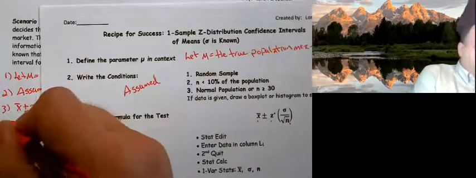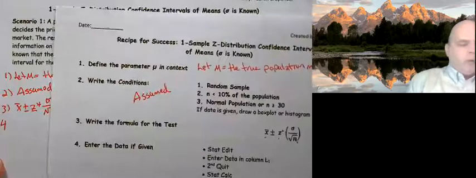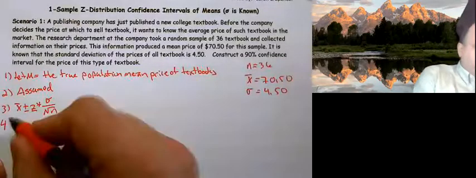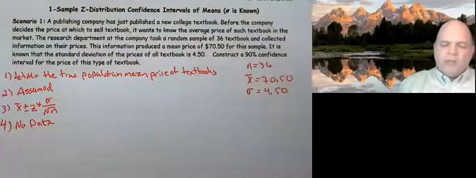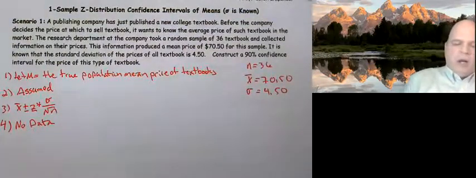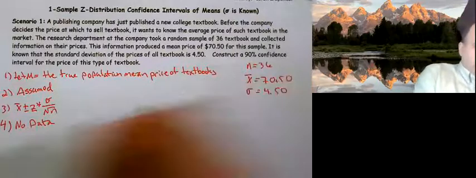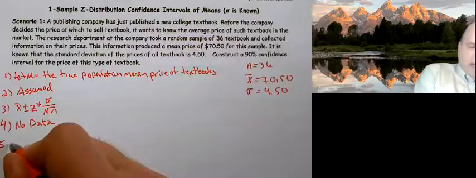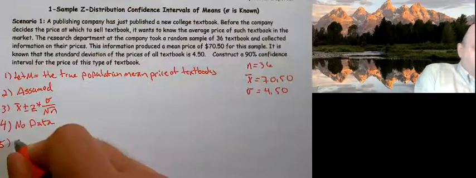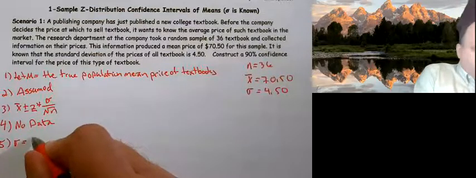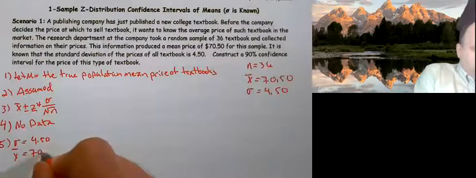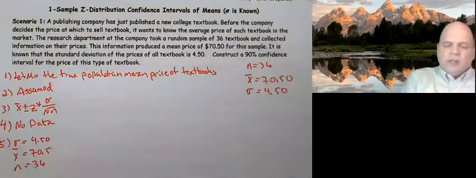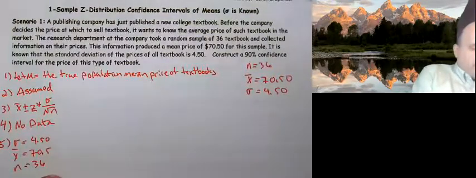Enter data if given. Hey, no data. That's good. So we don't have to worry about number 4. We're going to put no data. That was nice. We'll deal with data in our next video. Identify and label all of your inputs. So this was number 5. Number 5 says sigma equals 4.5. X bar equals 70.5. N is 36. Then we need to calculate Z star.